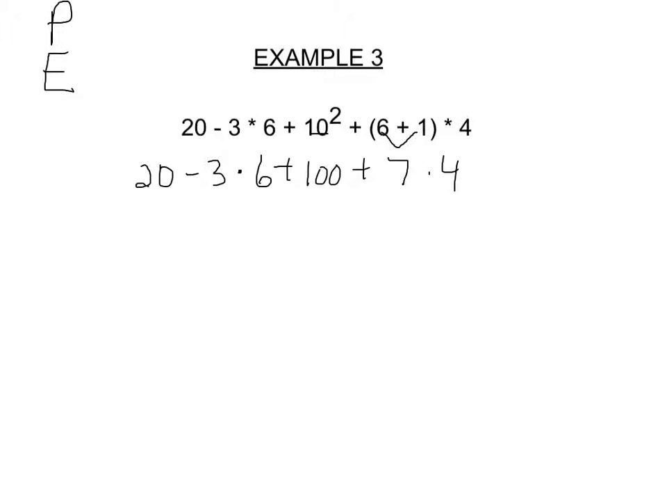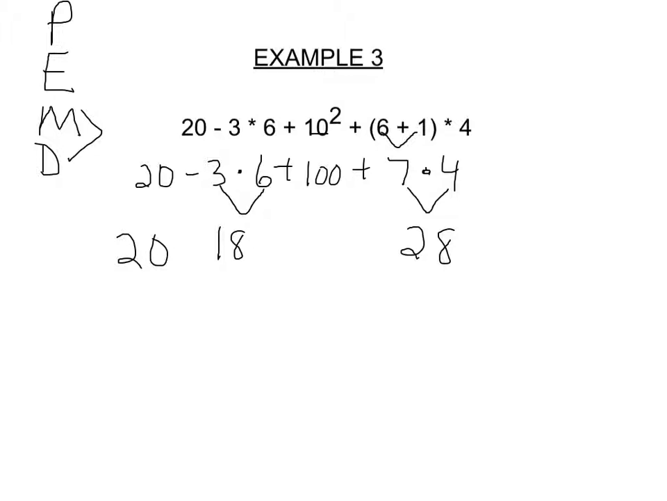So my next is multiplying and dividing from left to right. Multiply and divide. So I'm going to look at this. I'm going to see, where do I have a multiplication or division symbol? I have a multiplying there, and I have a multiplying there. So I'm going to go ahead and do those. 3 times 6 is 18. 7 times 4 is 28. And now I'm going to bring everything down. Plus 100 here, plus 28.